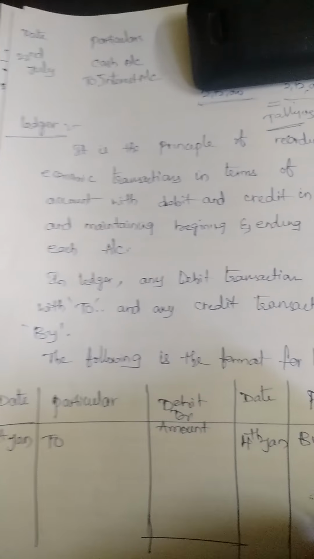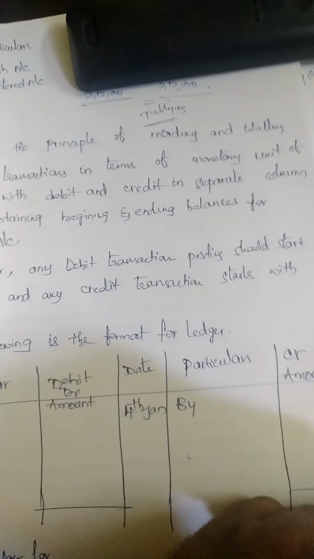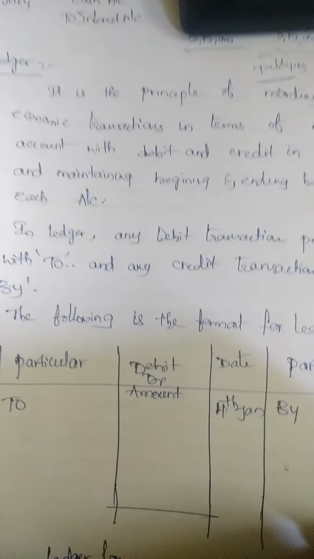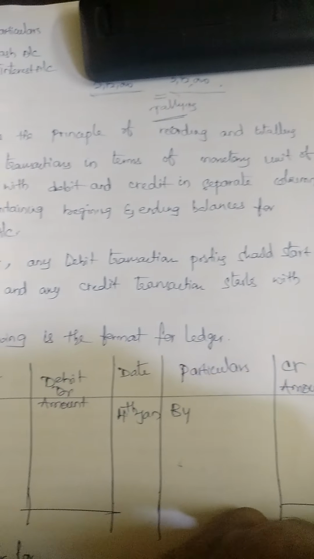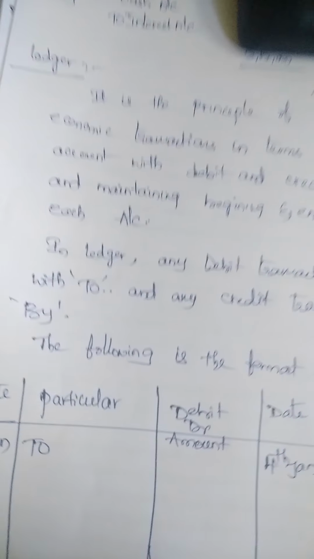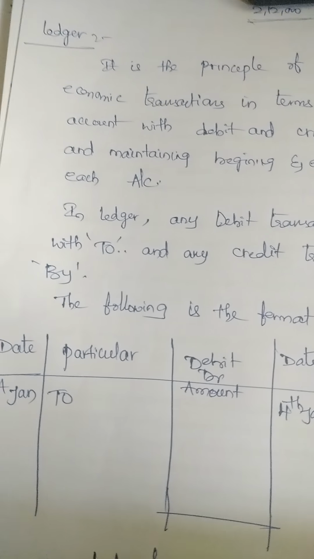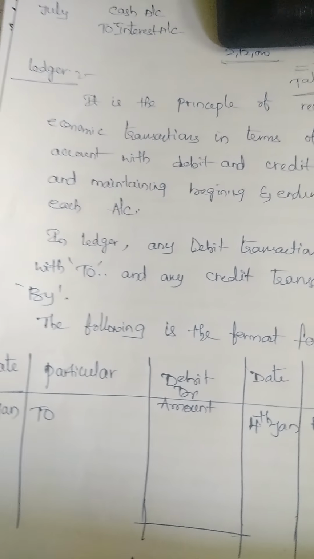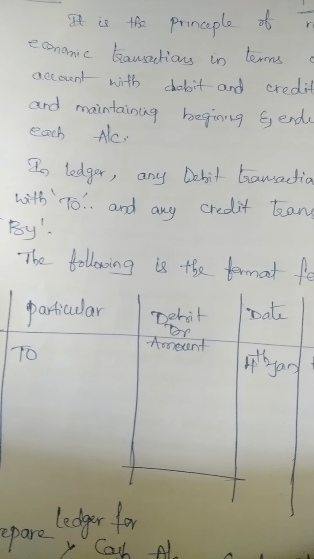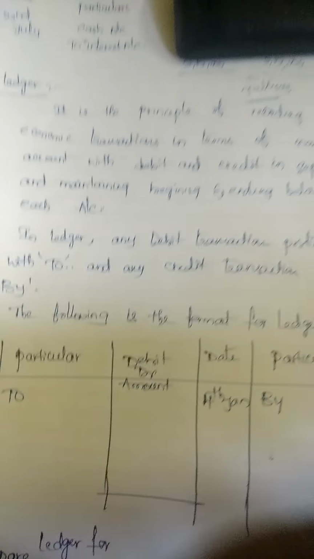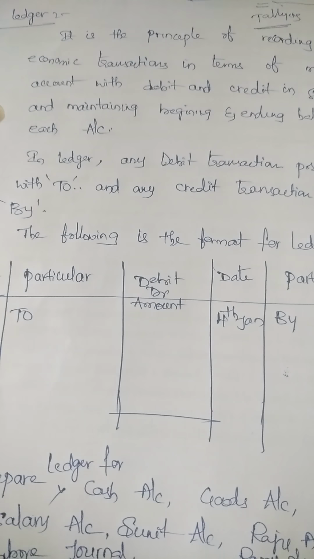Here in the ledger, any debit transactions we are posting, we must use the word "to". Means every transaction when we are posting on the debit side, we have to write "to". For example, to Raju, to cash, to bank, likewise. And any credit transactions we are posting in the ledger format, we must use the word "by". Means by bank, by cash, by furniture, by sales, etc.